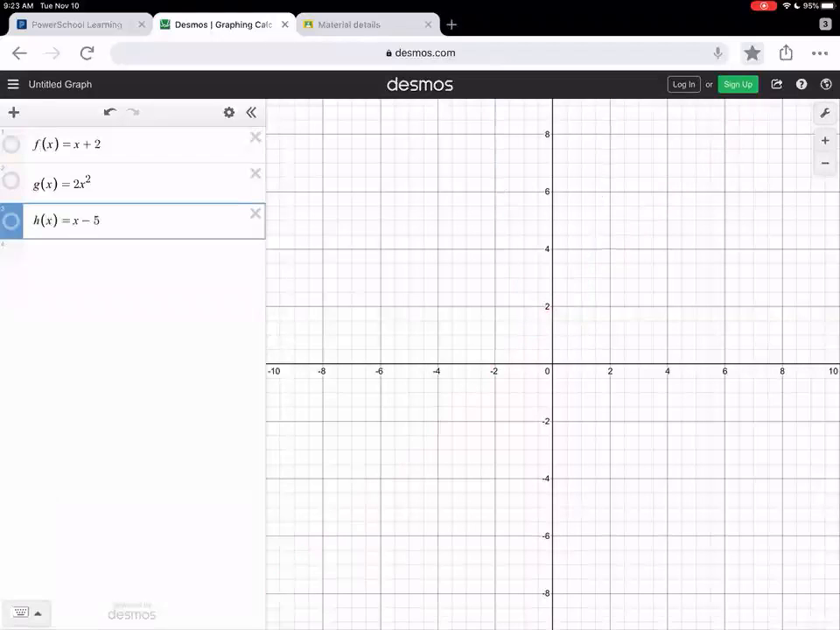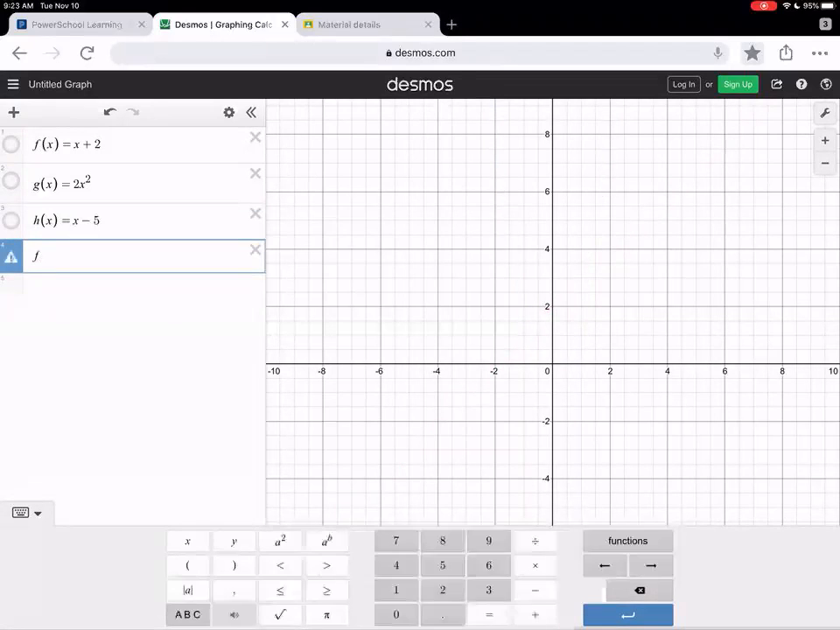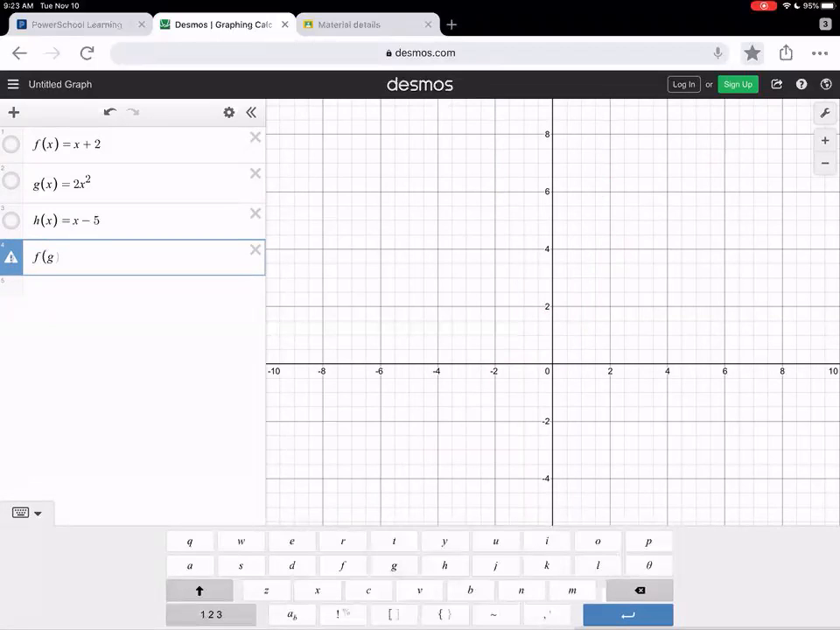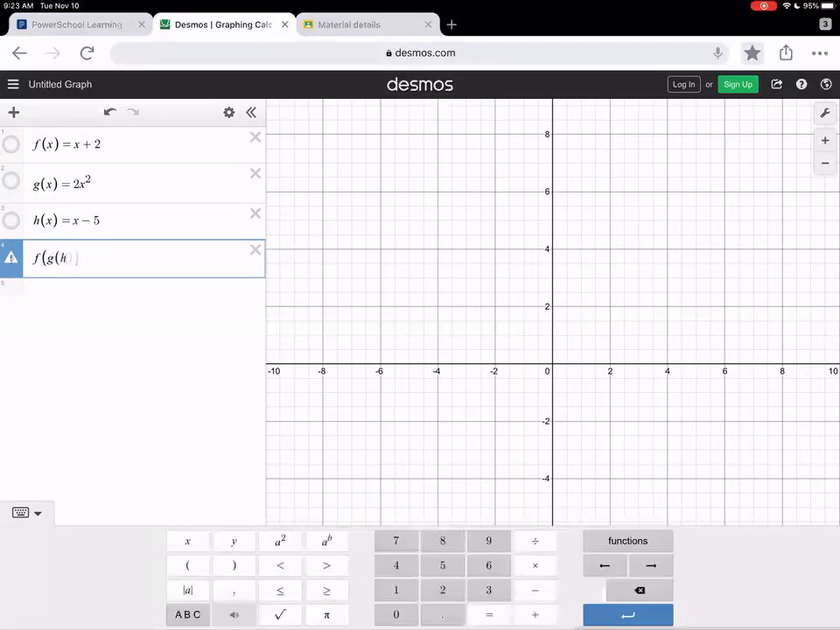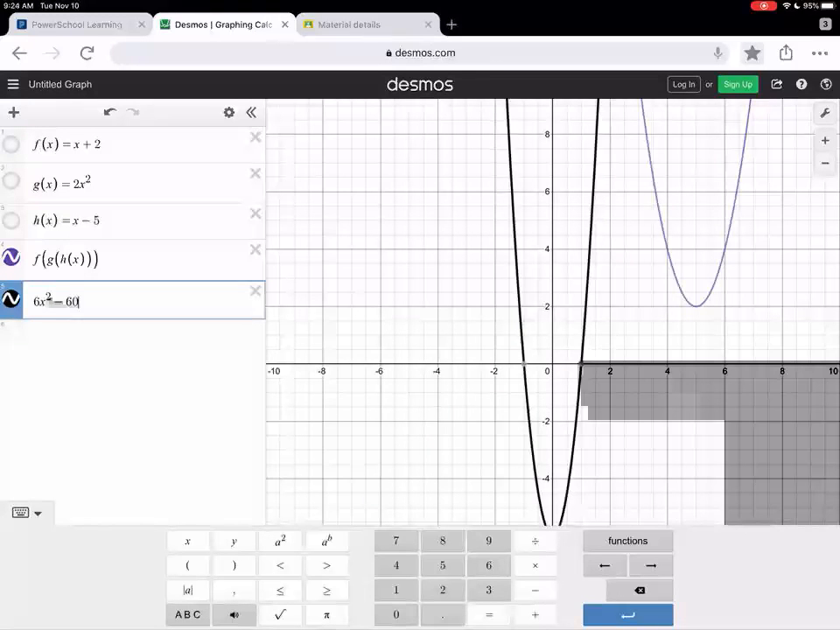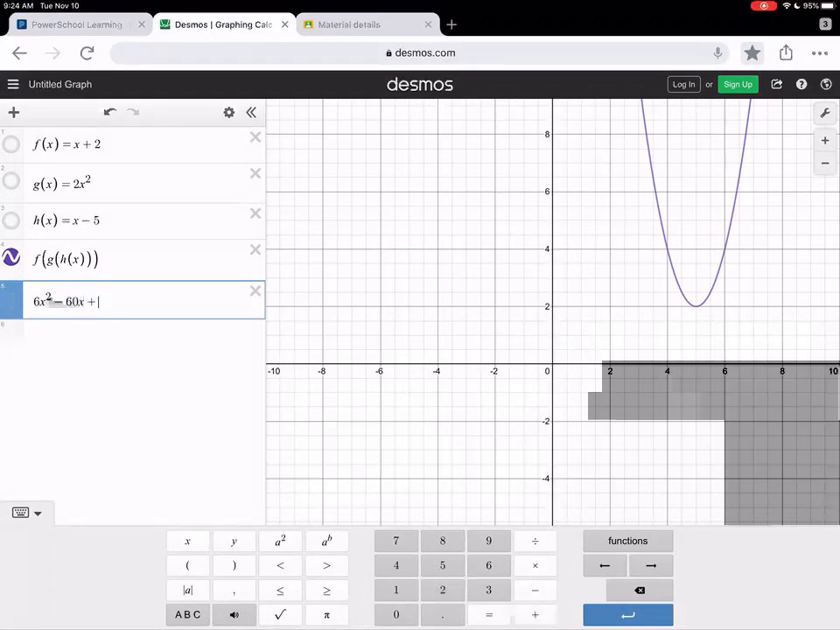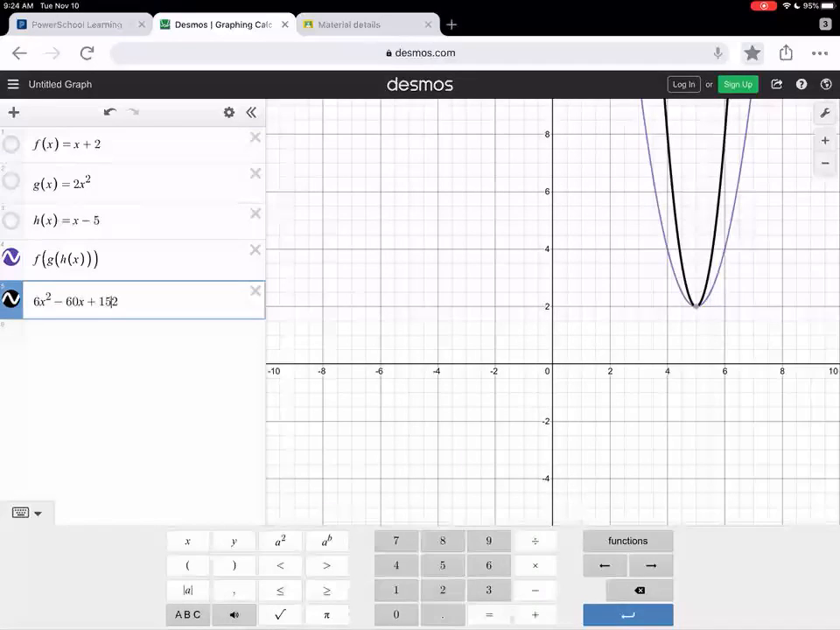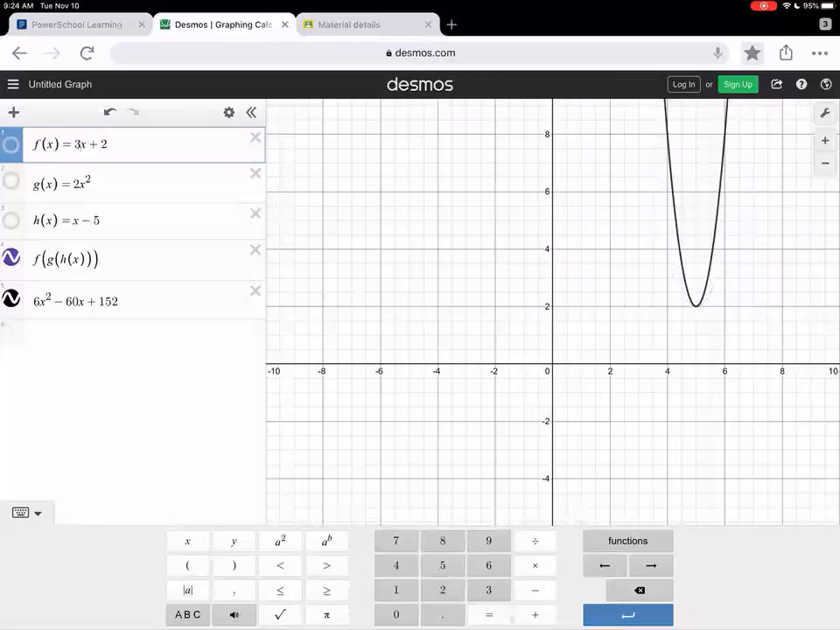Okay, you don't actually have to look at these 3 equations. What you're really going to look at is f parentheses g parentheses h of x. That right there is what the solution should look like. We got the solution to be, if I remember right, 6x squared minus 60x plus 152. Okay, so either I made a mistake. For f of x, you forgot the 3x. There we go. Sweet. So did we do it correctly? Yes, we did. The graphs match. Sweet. So that's number 1.